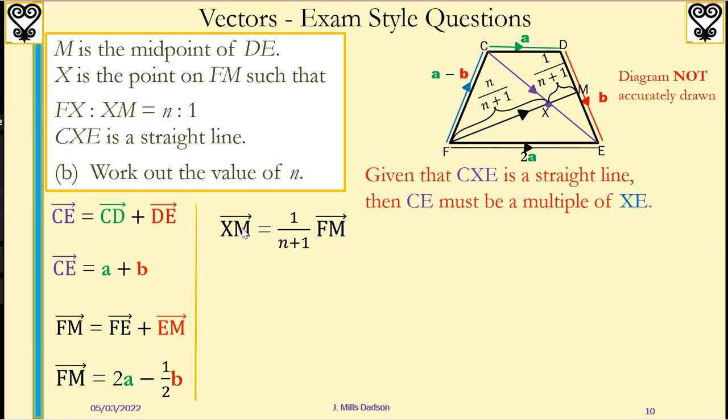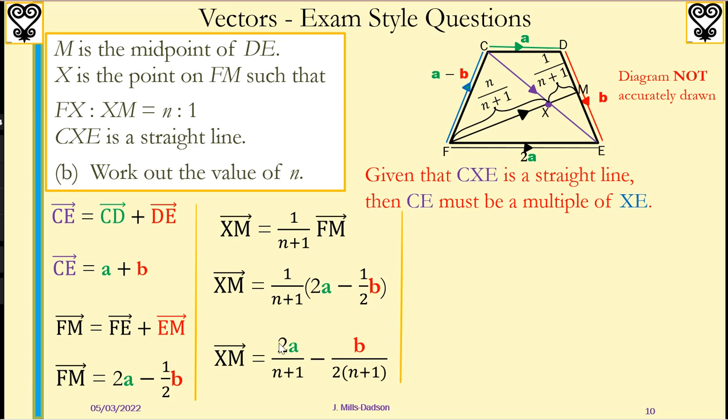So I can now work out Xm. Xm is just 1 over n plus 1 of Fm. It means you are dividing everything by n plus 1. That's what this actually means. And that will be 2a over n plus 1 minus b into bracket 2 into bracket n plus 1. You are dividing everything, so this becomes a denominator for each of them. That's what this means. Right.